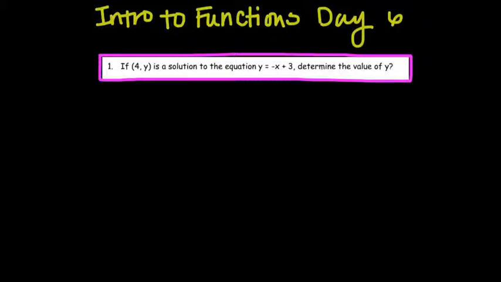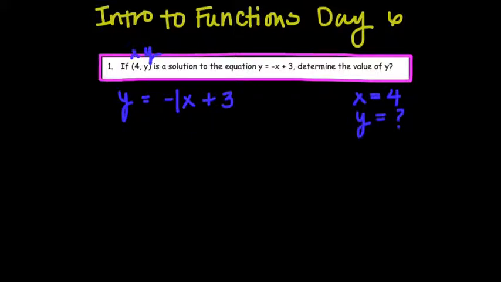So you're always going to be given an equation for a function. In this one, our equation is y equals negative x plus 3. First of all, understand that this is a negative 1x technically that we have in the problem. It says if (4, y) is a solution to this equation, determine the value of y. Remember, in a coordinate, you always have an x and a y value, and what they've given here is the x. So they're telling us that the x is 4, and they're asking us to find the y.